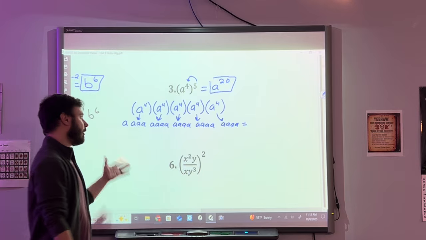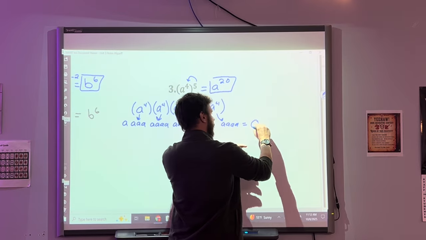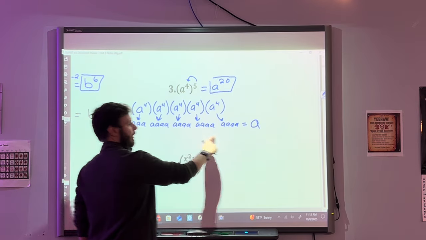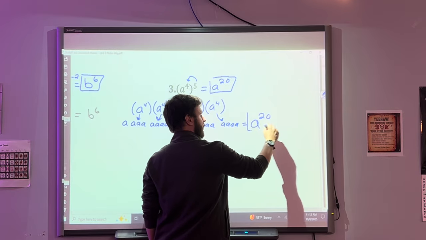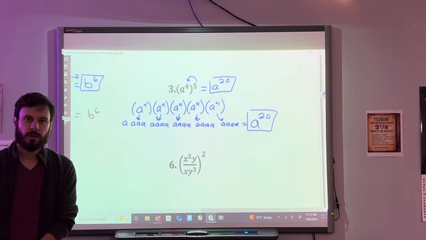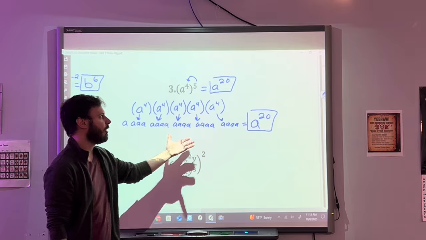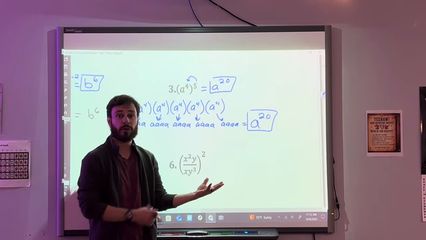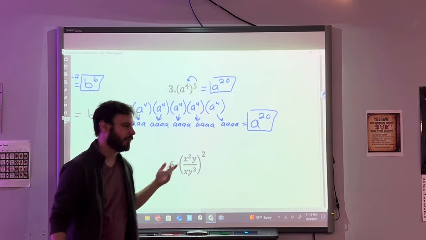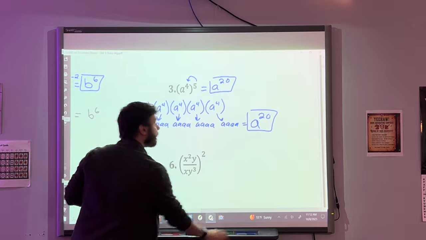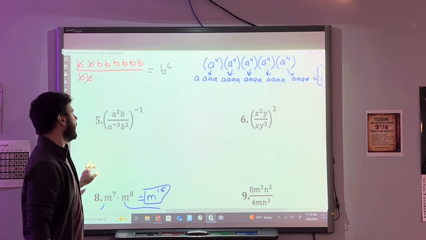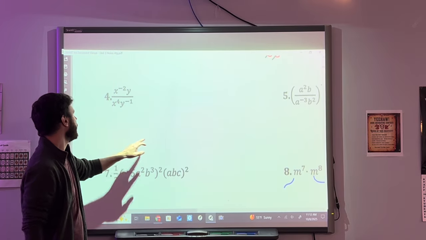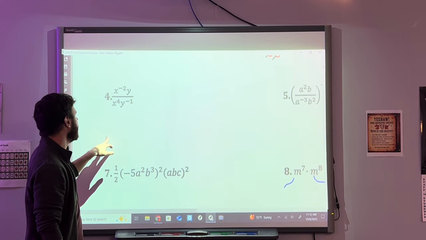And now I count out, if I want to cram all of this into 1, 2, 3, 4, 5, 6, 7, 8, all the way, I have 20 A's. Okay. So that's a visual demonstration of why this works and why the shortcut is so important, because we would want to do this every single time. Okay. So let's keep going. I think I want to do number 5.